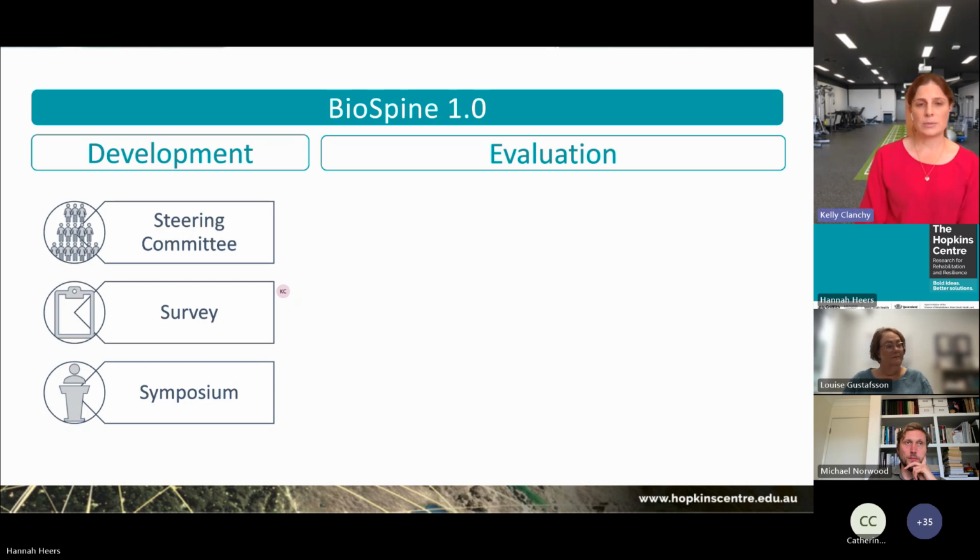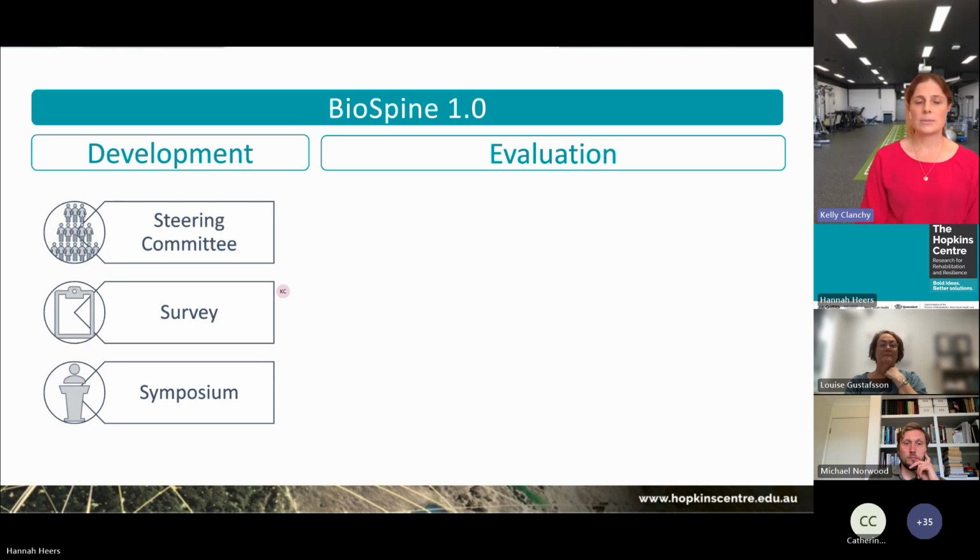The first thing we did is we established a translation steering committee. So we found representatives from each of these 7 groups and met with them on a quarterly basis. The idea behind this steering committee was to, in some way, shape, or form, co-design the co-design activities that were going to be implemented in the BioSpine project.